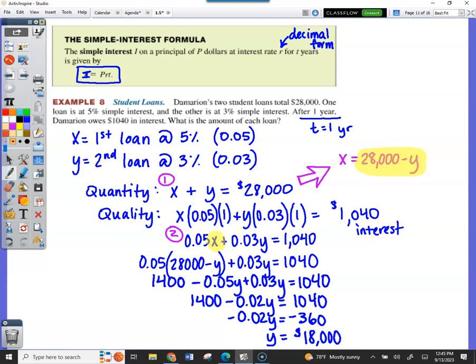Did you get 18,000? So I distributed the 0.05 to the 28,000, which gave me 1,400. And then to the negative y, which gave me negative 0.05y. Then I combined my terms with the y's. Then I subtracted 1,400 to the right, which is why there's negative. And then divided by negative 0.02.